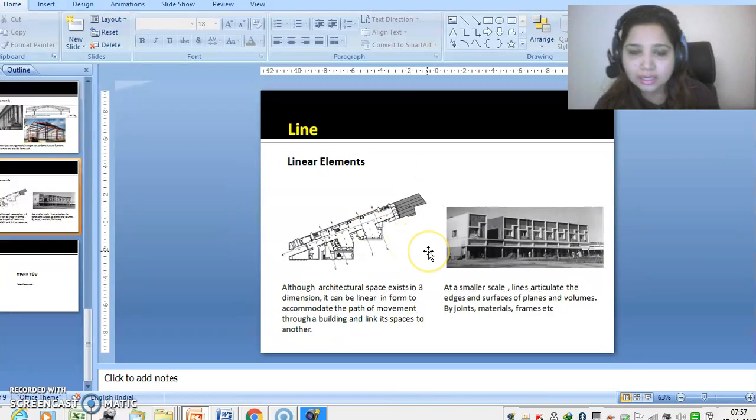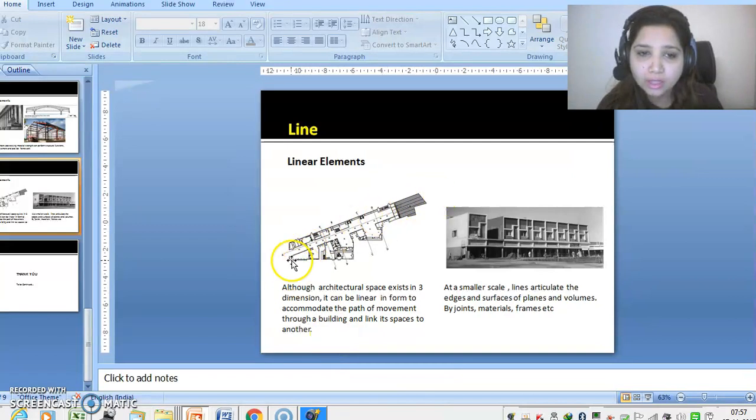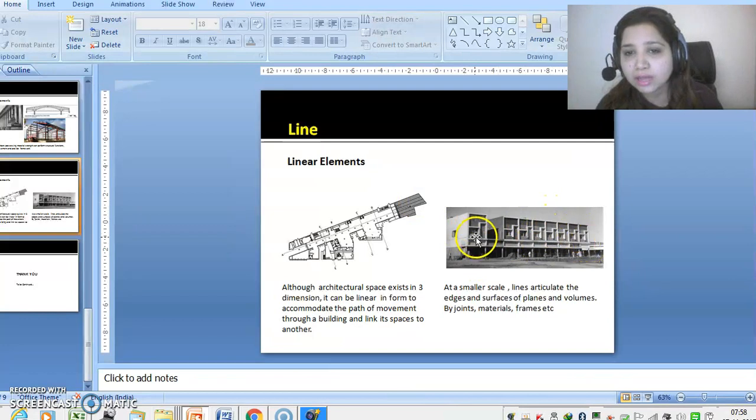Lastly, we can see linearity in plans and then in elevations of a building. So in plan, we see that although architectural space exists in 3 dimensions, it can be linear in form to accommodate the path of movement through a building and link its spaces. So what we saw conceptually is shown in the form of a building. This is your axis, and these are practically your spaces, the functions which you have in a building. And this is in elevation, how a repeated texture and enough length gives it the name of a linear geometry.